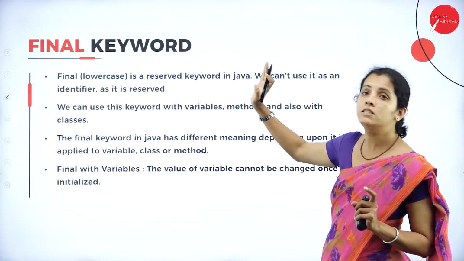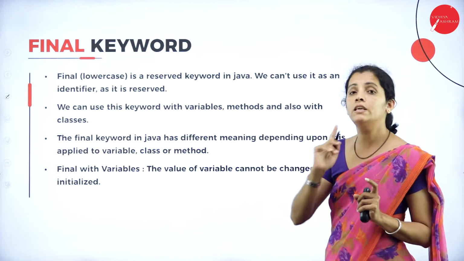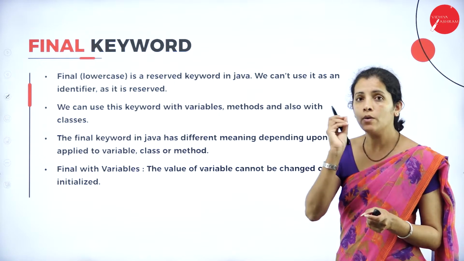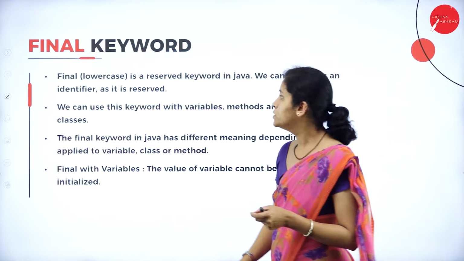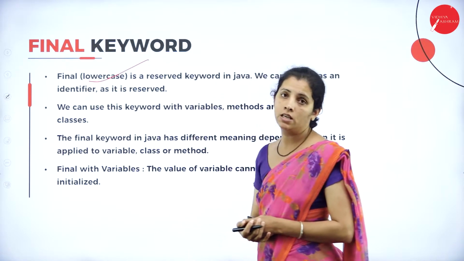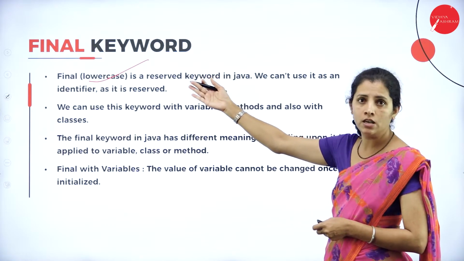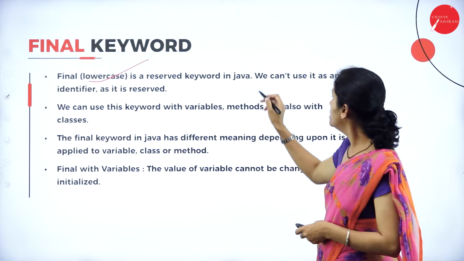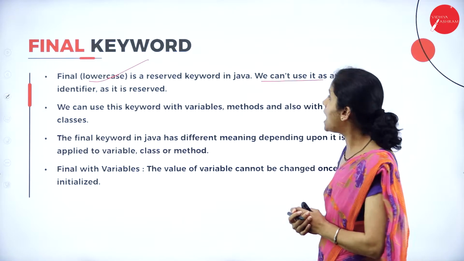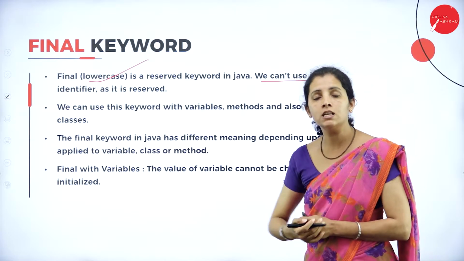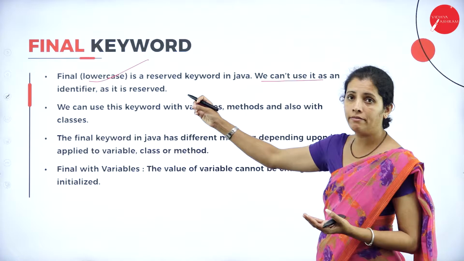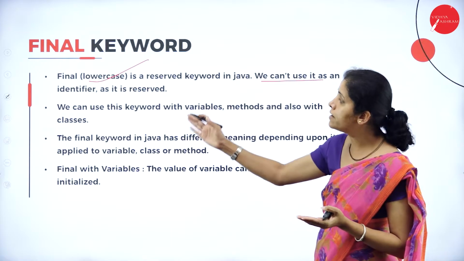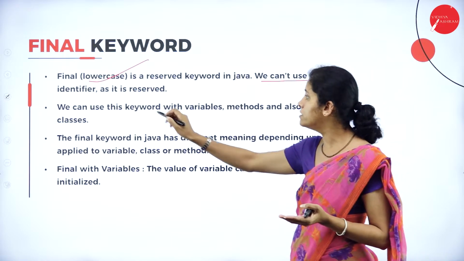Even in a Java program, we have the keyword called final. While writing final, I want to use lowercase letters. Final is a reserved keyword, so it is already reserved. The meaning of final is already defined and we cannot use it as an identifier. That means, dear students, while defining an identifier, I cannot use final because it's a keyword. A keyword is nothing but a reserved word.